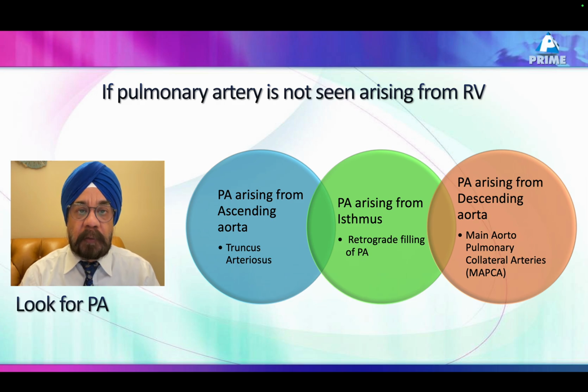Then you go back to the four chamber view and look at the descending aorta, which is lying behind the left atrium. I'm going to show you in my next video. So you go to the descending aorta at a four chamber view and try to look for the pulmonary artery, and these are the pulmonary arteries which are arising from the descending aorta, and many times it's called MAPCA, main aortopulmonary collateral arteries.